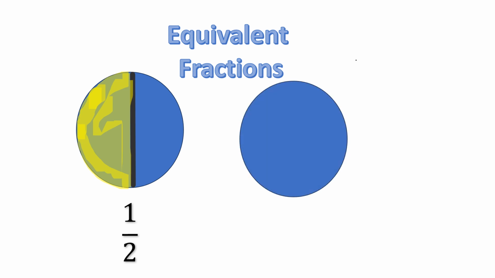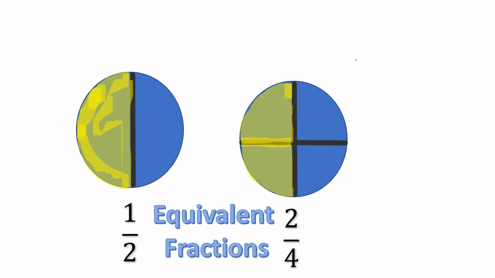Now, let us take the same circle and divide the circle into 4 parts. How many parts are there in total? 4. The denominator is 4. Now, let us shade 2 parts. So, in the numerator, we will write 2, that is 2 over 4. So, 1 over 2 and 2 over 4 are called equivalent fractions.